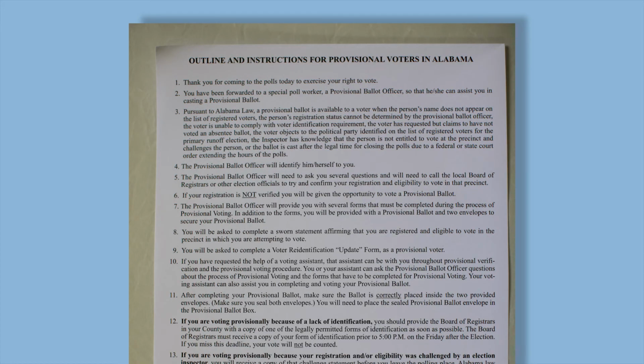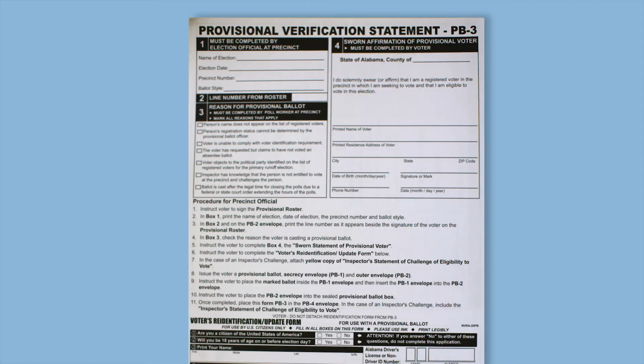Also in your provisional supplies, there's an outline form. Please give that to each voter that is casting the provisional ballot to help them understand the process that they are going through. If the reason for the provisional ballot is due to an inspector's challenge, a PB3 form would be completed by the voter.